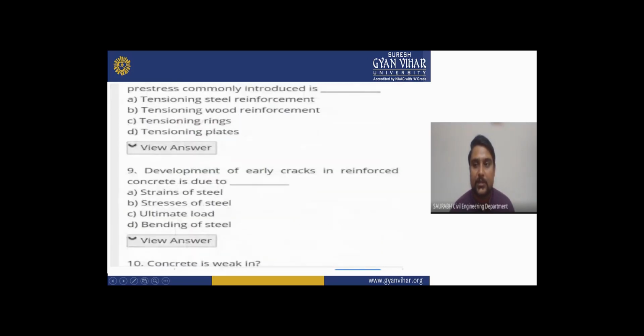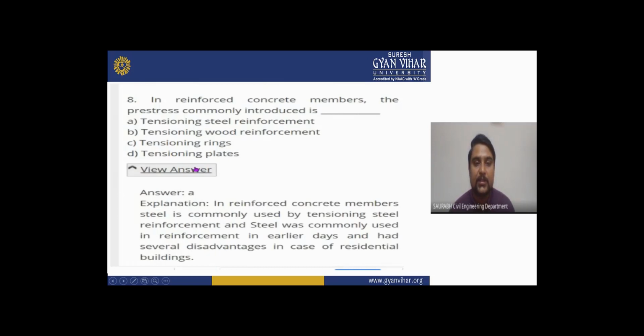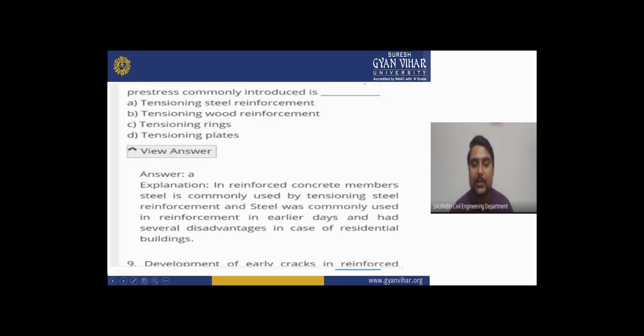Come to the next question. Next question is number eight. In the reinforced concrete member, the pre-stress commonly introduced is tensioning steel reinforcement, tensioning wood reinforcement, tensioning rings, and tensioning plates. Here, right answer will be tensioning steel reinforcement is known as pre-stress of concrete, and in reinforced concrete member, steel is commonly used by the tensioning steel reinforcement, and steel was used in reinforcement in the earlier days and had several disadvantages in the case of residential building.